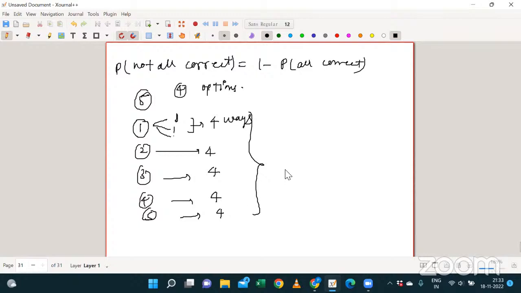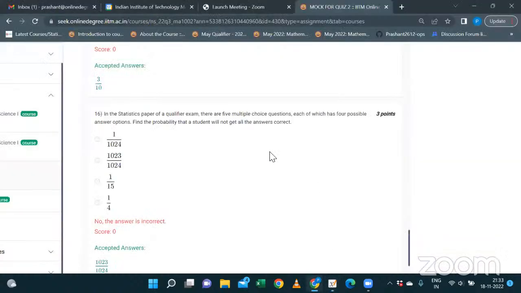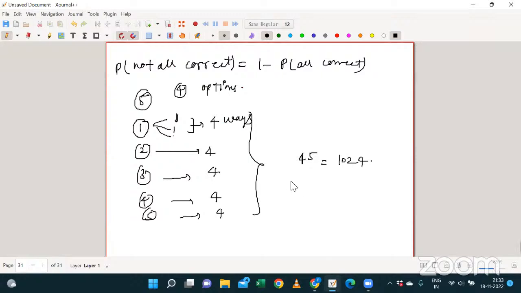So what is the total number of ways in which he can answer the question paper? 4 to the power 5, which is I think 2 raised to power 10, 1024. Yes, correct. So the question is about the student not getting all the answers correct. At least one should be wrong. Any one of the questions should be answered wrong. So 1024 is the total number of ways in which you can answer the questions.